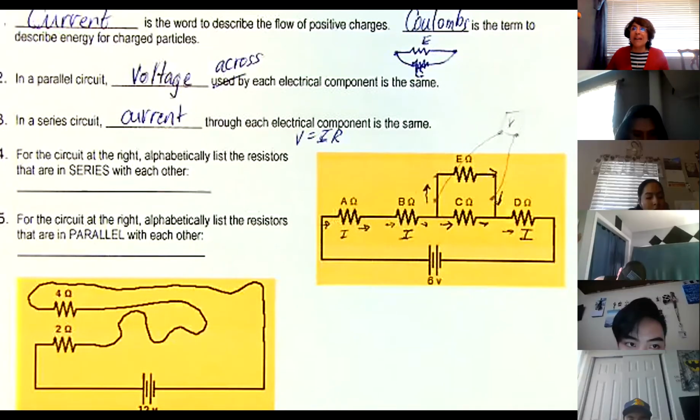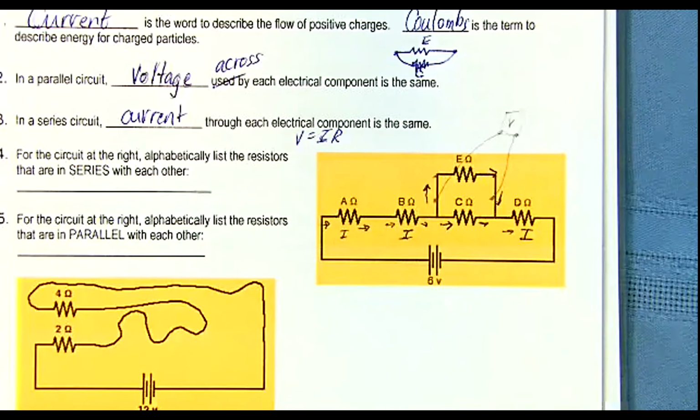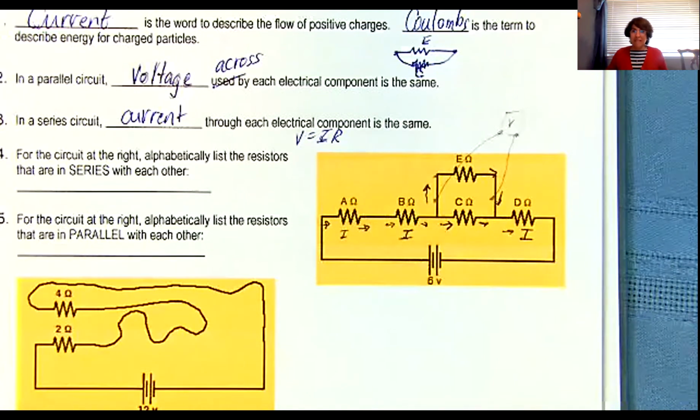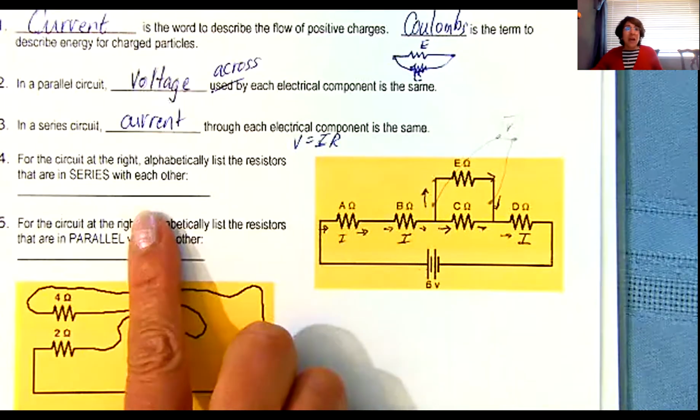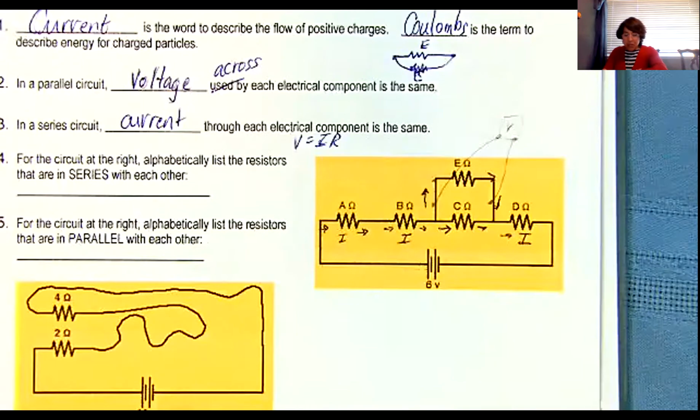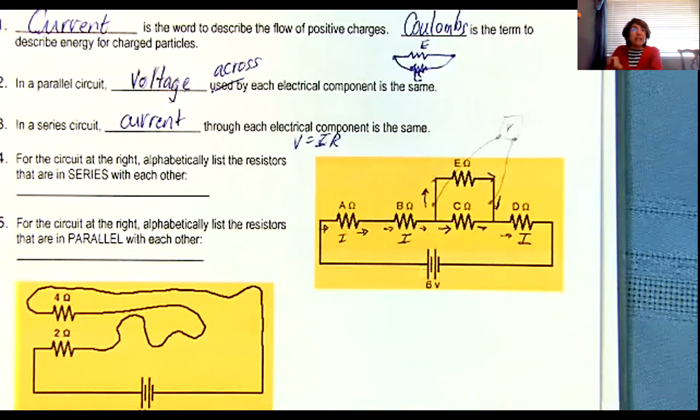In a parallel circuit, the voltage is the same, while in the series circuit, the current is the same. Exactly, exactly. Okay, muy bien. All right, so let's look at the next one. Number 4. For the circuit at the right, alphabetically list the resistors that are in series.